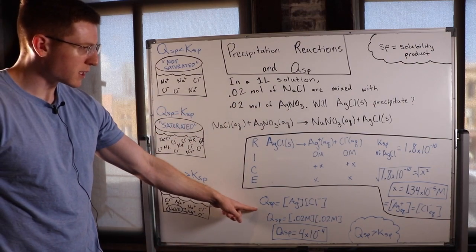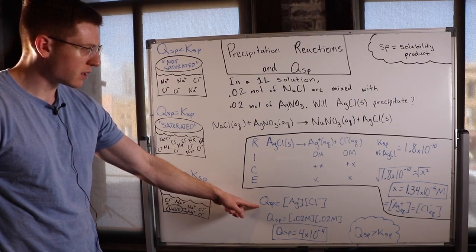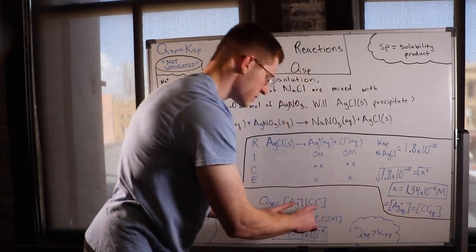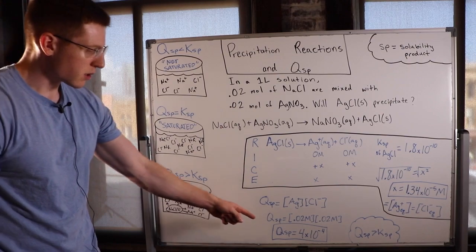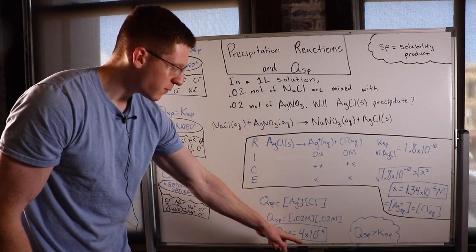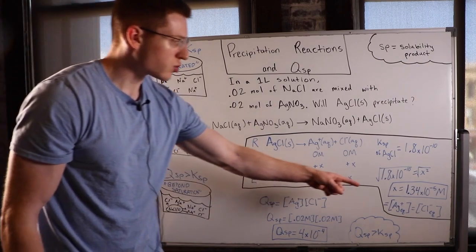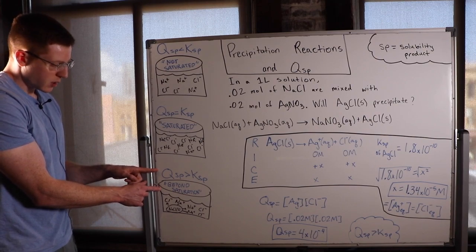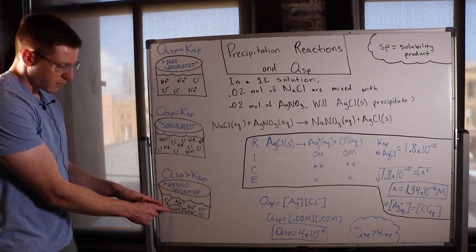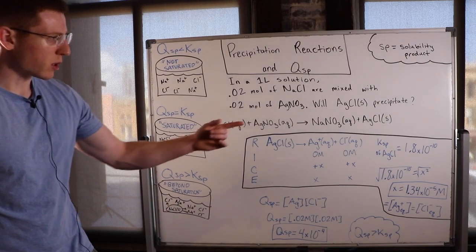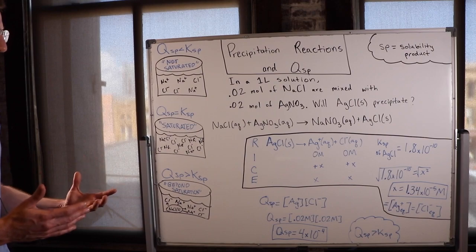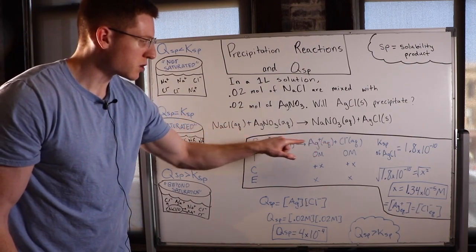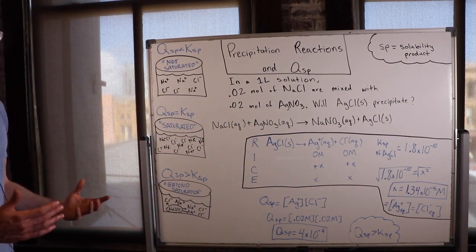So we can find our Qsp, which again is the same exact expression as Ksp, except notice how this equilibrium subscript is missing here. We're not necessarily at equilibrium. So let's find out where we are. Qsp turns out to be 4 times 10 to the negative 4, which is greater than our Ksp. So in this case, we are beyond saturation. We have formed a solid precipitate of silver chloride. So the answer to this question is yes, AgCl will precipitate because we have added enough of their respective ions in this reaction to reach beyond saturation.